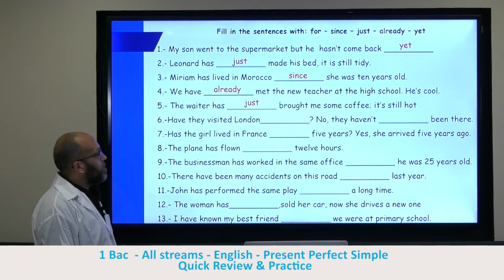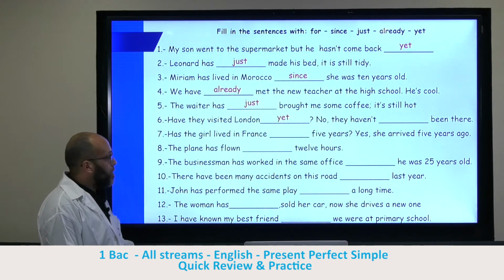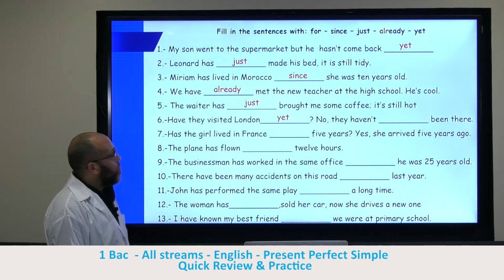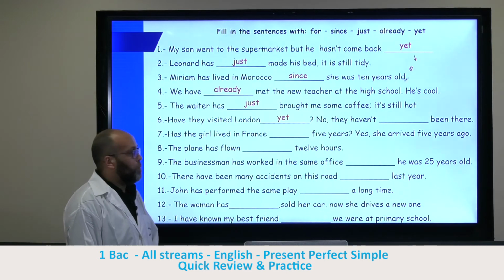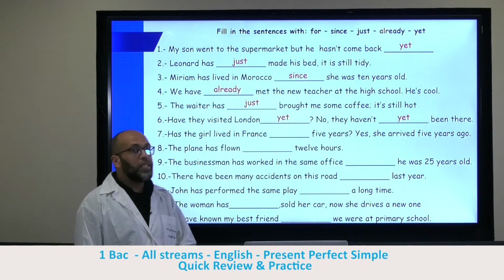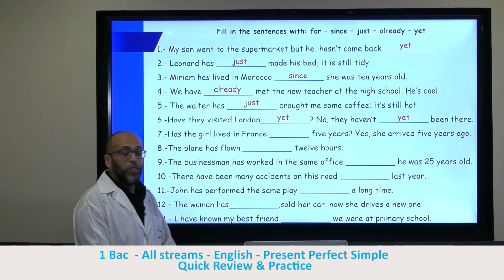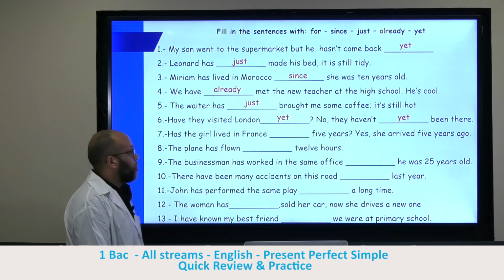Have they visited London yet? Have they visited this place yet? No, they haven't been there yet. Remember, yet can be used for asking a question and in a negative sentence, you say that an action hasn't happened yet, which is supposed to happen at any time.